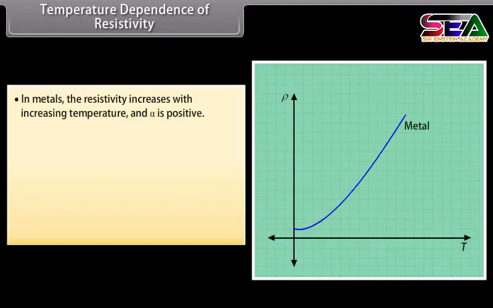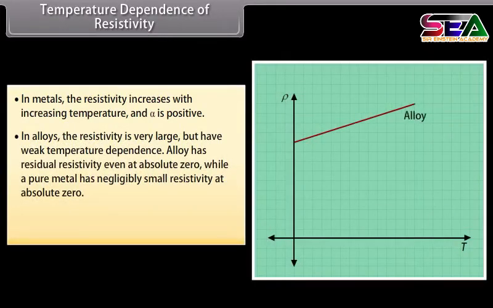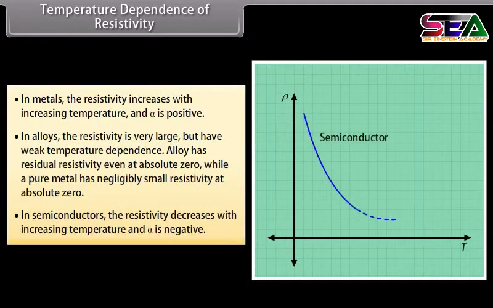In metals, the resistivity increases with increasing temperature and alpha is positive. In alloys, the resistivity is very large but have weak temperature dependence. Alloy has residual resistivity even at absolute zero, while a pure metal has negligibly small resistivity at absolute zero. In semiconductors, the resistivity decreases with increasing temperature and alpha is negative.